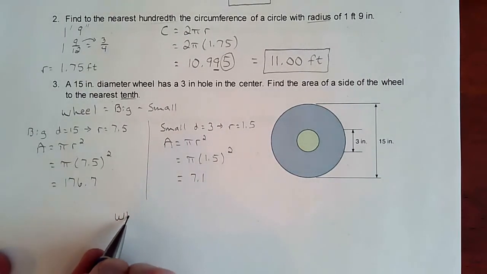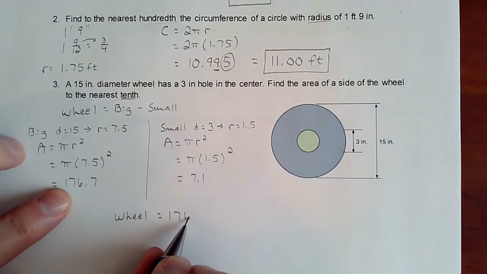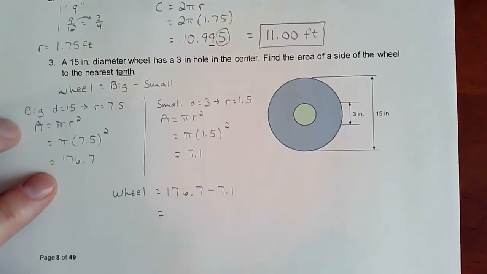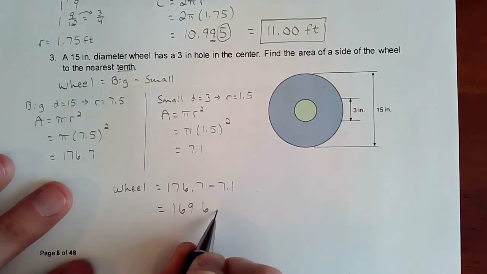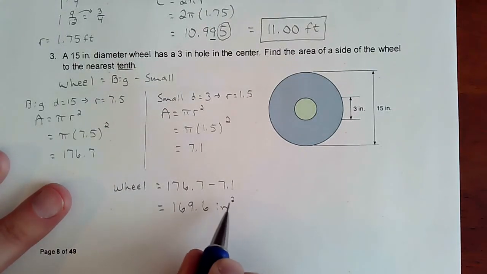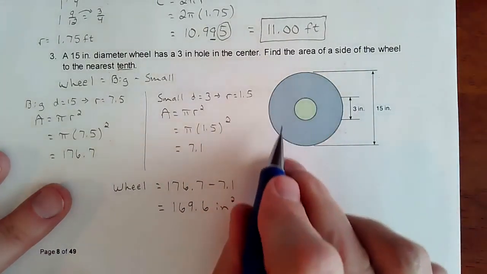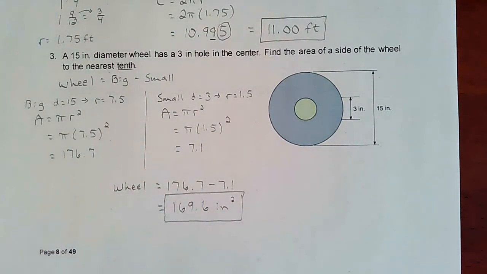All right, so the wheel is us taking the big. The total area was 176.7, and we're subtracting out the smaller, which is 7.1. So when we subtract that, we get a total of 169.6 inches squared. Because anytime you're talking about an area measurement, you're still talking about squares. So it would take almost 170 little squares to fill up the blue. And that is our area. All right, so that was finding circumference and area of a circle.